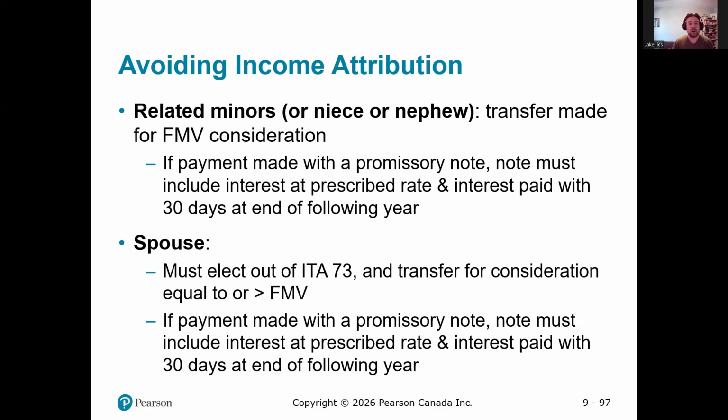But we can get on side by taking that loan and charging the child a prescribed interest rate that they pay. So if I'm saying, okay, it's $100,000 and the prescribed rate is 3%, that's $3,000.